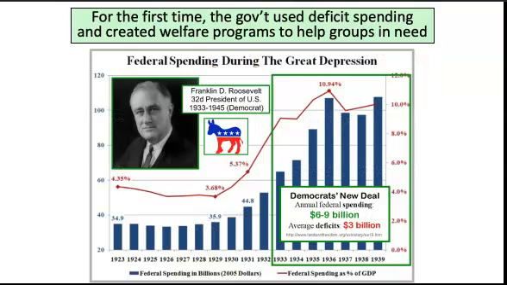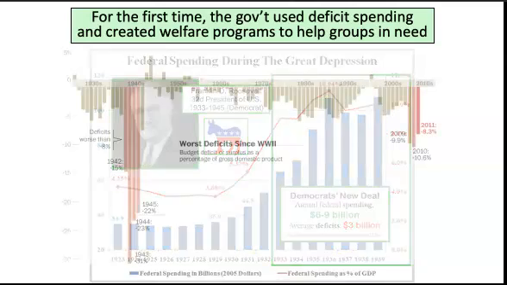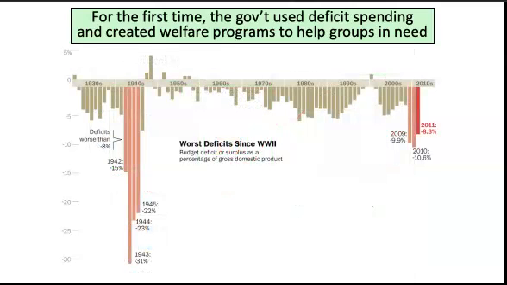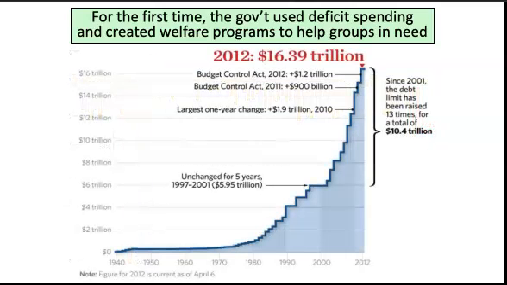Now, for the first time, the government is going to use deficit spending and create welfare programs to help groups in need. And this is really redefining that idea of American liberalism, this idea that it's the government's job to help people that are in need. The problem, though, is that the national debt starts to soar really from this point. You can see it just goes up and up and up.